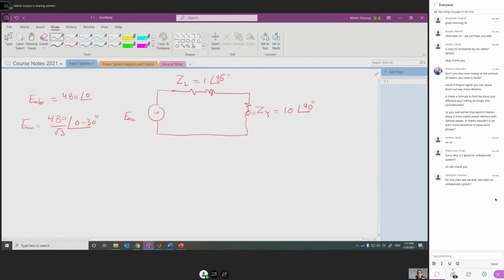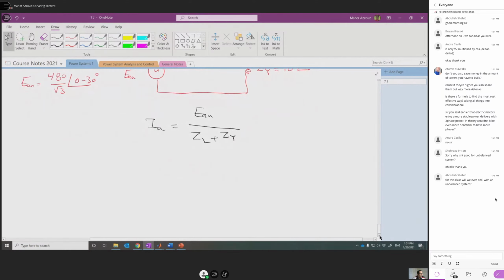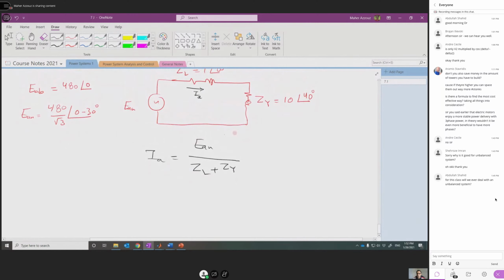This is the simple circuit, with an impedance representing the line and an impedance for the load. So the line current will be this current, IL, or let's call it IA. IA is equal to the voltage divided by the total impedance, so ZL plus ZY. This is the first step. Now, this current will supply the equivalent star-connected load.